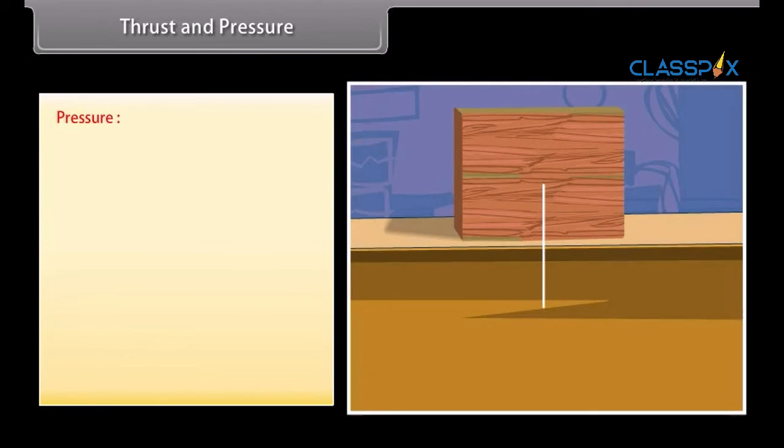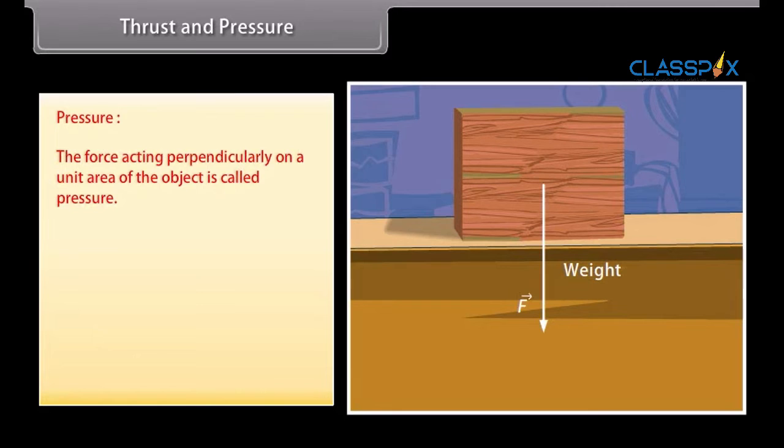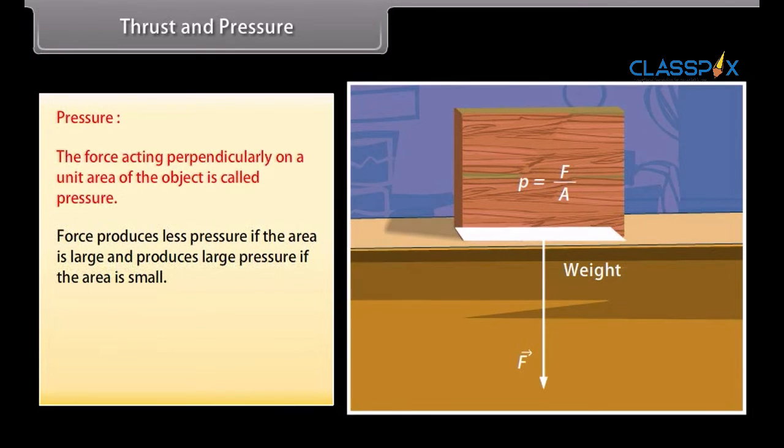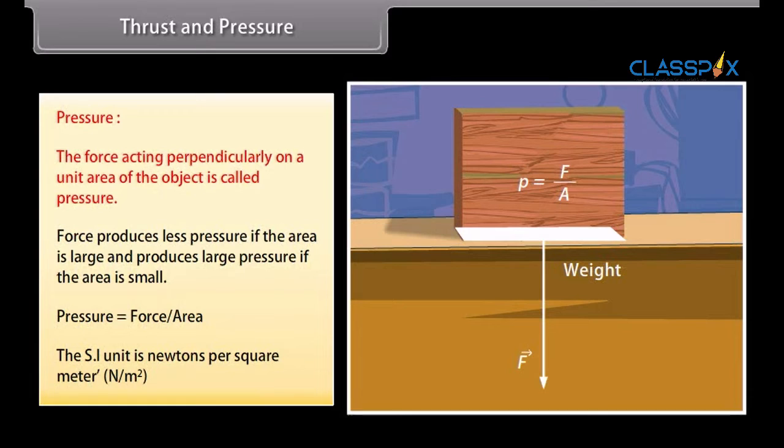Pressure. The force acting perpendicularly on a unit area of an object is called pressure. Force produces less pressure if the area is large and produces large pressure if the area is small. Pressure is equal to force upon area. The SI unit is newtons per square meter.